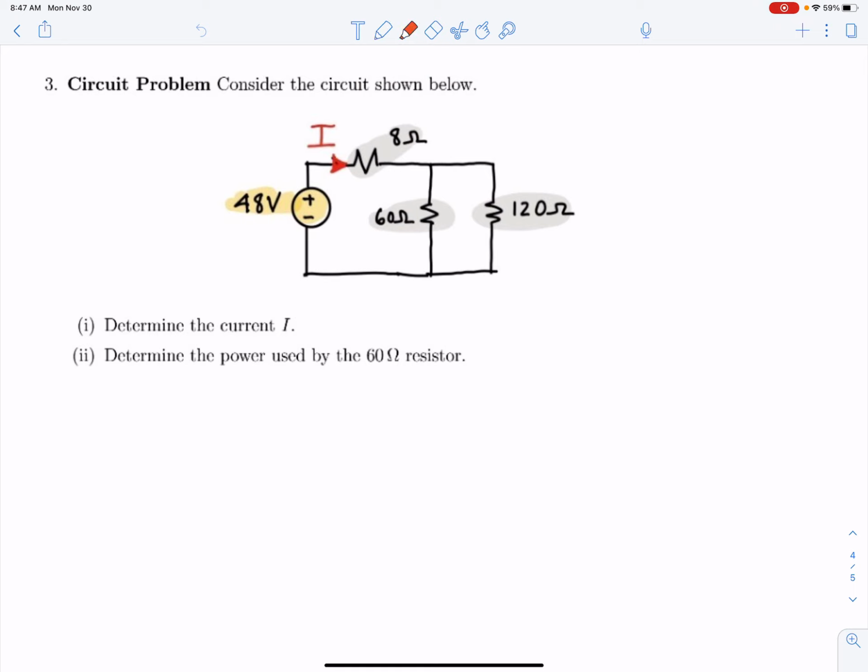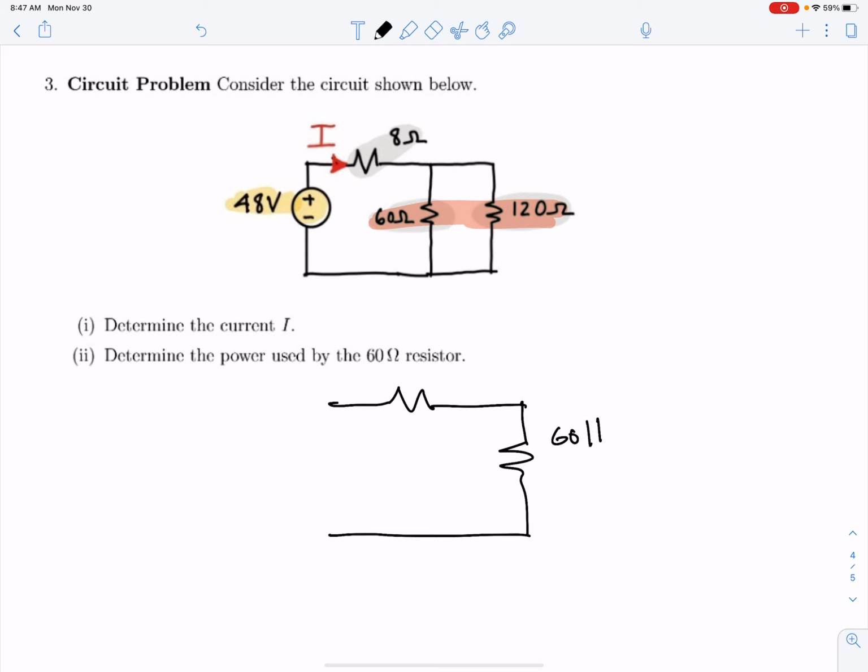You're looking to make just a single loop circuit because those are really easy to analyze. And so what I'm noticing here is that these two are in parallel, and so I can take that equivalent resistance. That would be 60 in parallel with 120. So that's 60 times 120 over 60 plus 120, and when you plug that in, it simplifies to 40 ohms.